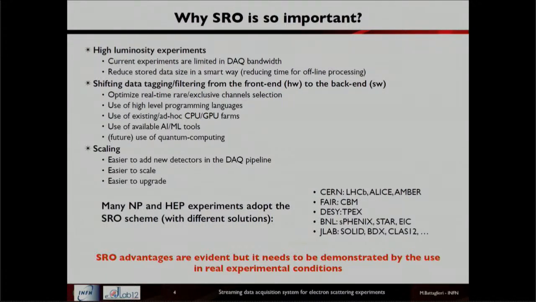Obviously, the streaming readout is shifting the tagging and filtering from the front end, so from the hardware level, to the software, to the back end.